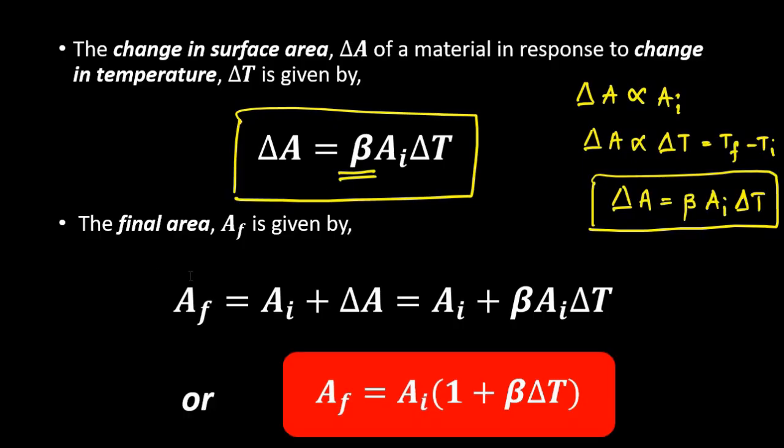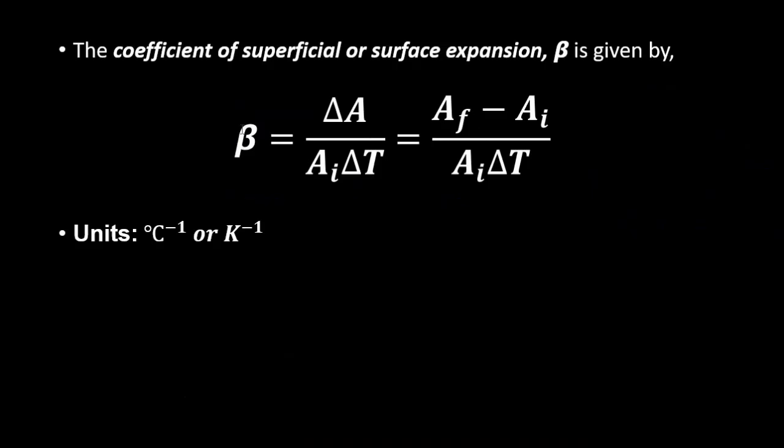Similarly, as we did in linear thermal expansion, the final area can be expressed as Ai, that is initial area, plus increase in area, which is equal to Ai plus beta Ai delta T. Then we take Ai common, so we get Af is equal to Ai into 1 plus beta delta T. It is also called superficial expansion, surface expansion or surface area expansion. So this coefficient can be expressed as follows.